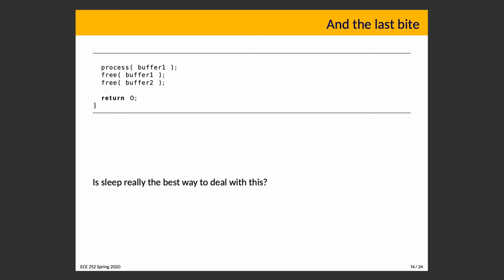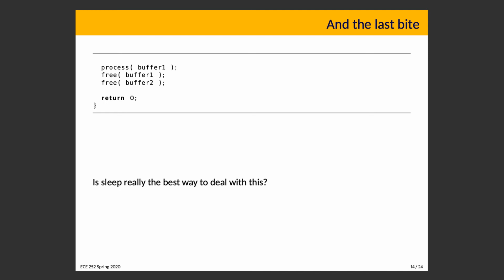Okay, that's a simple example of how to do the AIO control blocks, and how to use them and how to enqueue them, thus allowing us to partially parallelize some of our code. But as you might imagine, this is not optimal. Is sleep really the best way to deal with this?